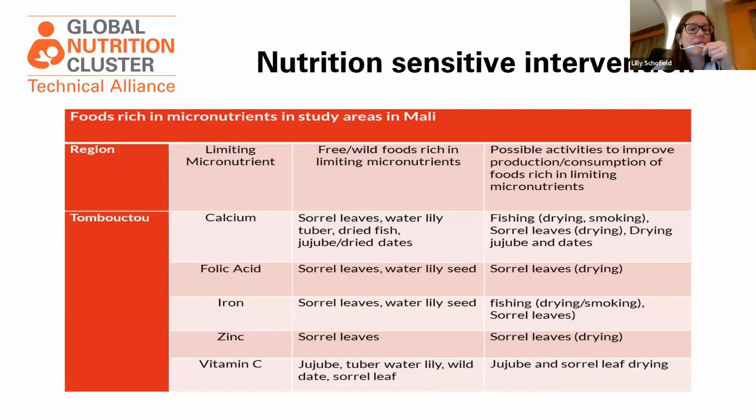This is an example from Mali, where you can see that there were several limiting micronutrients: calcium, folic acid, iron, zinc, and vitamin C. And the program looked at it in two ways. One was looking at wild foods and their availability, and which wild foods were good sources of some of these micronutrients that could potentially be promoted through SPCC and other channels. The other was looking at livelihood interventions that would increase production, consumption, and access via longer-term storing of some of these wild foods, and also some other foods, including fish. So again, that fed into program design.